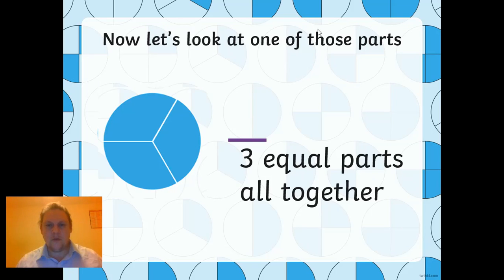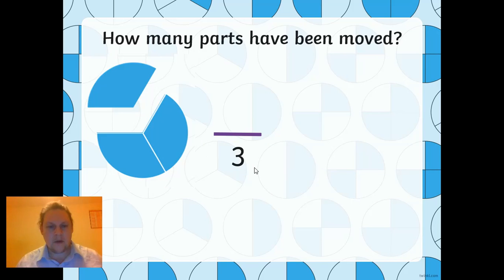Now let's look at one of those parts. I'm not going to leave you in suspense. We call that a third, or it's been divided into thirds. So we've got 3 equal parts in the whole in this fraction. How many parts have been shaded? 1 part out of 3.